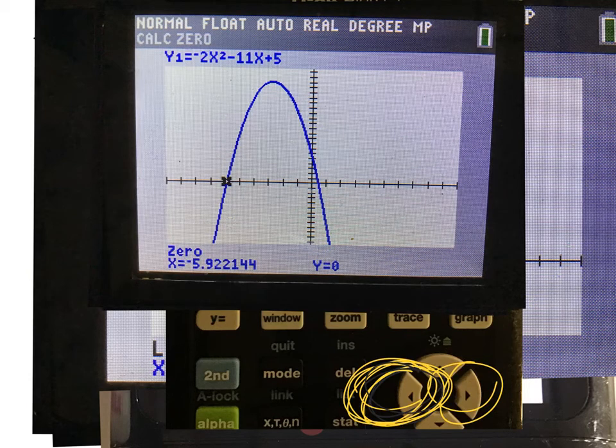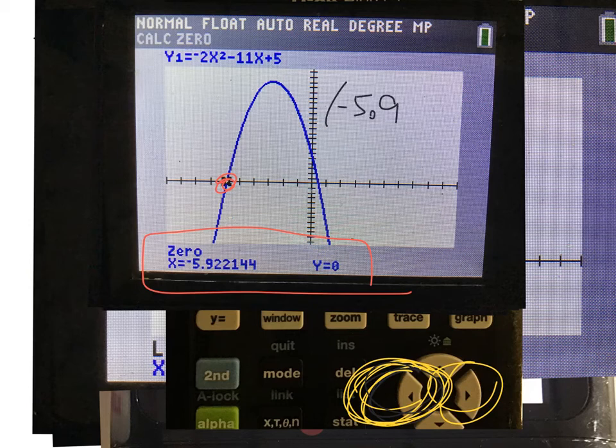And here my calculator told me the 0, the x-intercept, is this point, -5.9, I'll round to the nearest tenth, comma 0. So that's the first point where the graph crosses the x-axis. The x-intercepts are called the zeros. But now we have to repeat the process to find the other point where it crosses the x-axis.